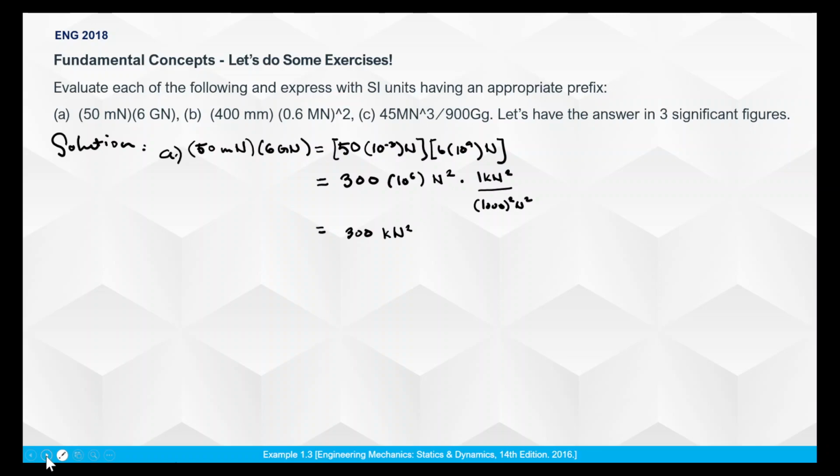Okay? Unless otherwise, alam kong kaya nyong i-derive yun. Okay? So, the same method na gagawin natin with others eh. So, sinabi niya express with SI units.